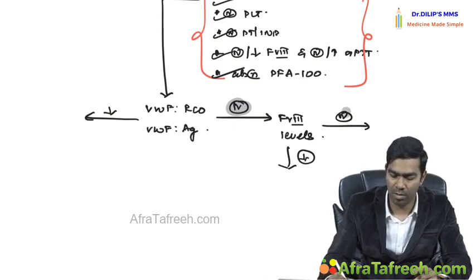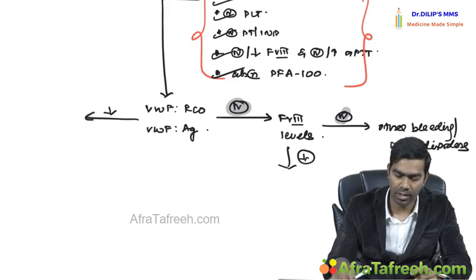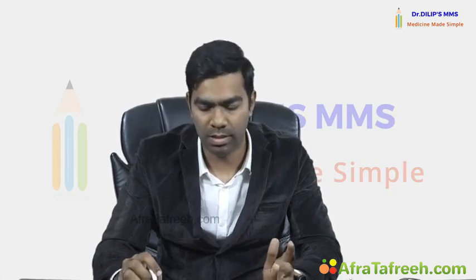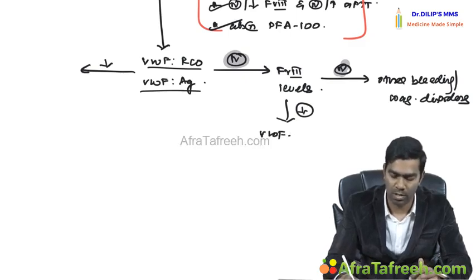If factor 8 levels are normal, think about other bleeding or coagulation disorders. Some rare bleeding or coagulation disorder types will be there, so you have to think about all the others. If factor 8 levels are decreased, then it could be hemophilia also, which can present similarly, with normal von Willebrand factor levels. So here the idea is mainly to confirm or rule out hemophilia. That you can do by doing something called a von Willebrand factor and factor 8 binding assay.